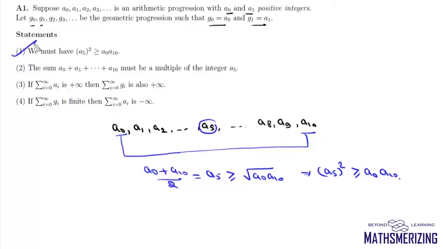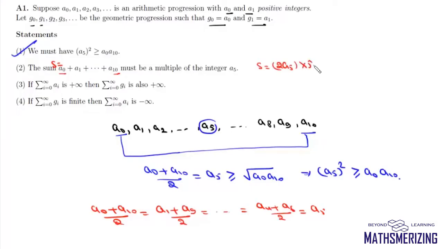Now statement 2 says the sum A0 plus A1 up to A10 must be a multiple of integer A5. As stated previously, (A0 plus A10) by 2 will be equal to (A1 plus A9) by 2, and so on all the way up to (A4 plus A6) by 2, and will be equal to A5. So this sum, say S, can be expressed as 2 times A5, 5 times, plus A5, which is simply 11 times A5, which is a multiple of integer A5. That means statement 2 is also correct.